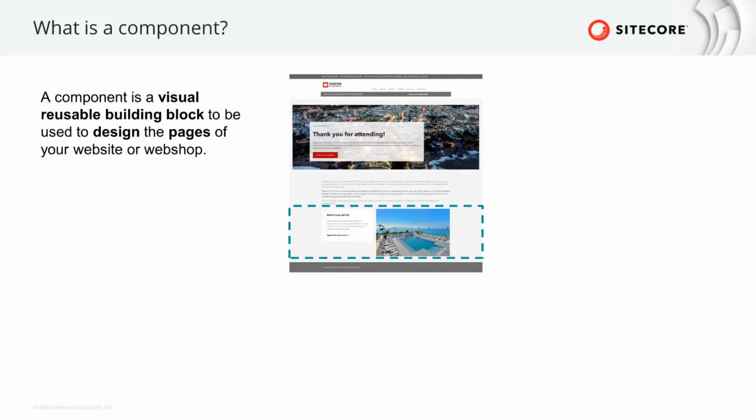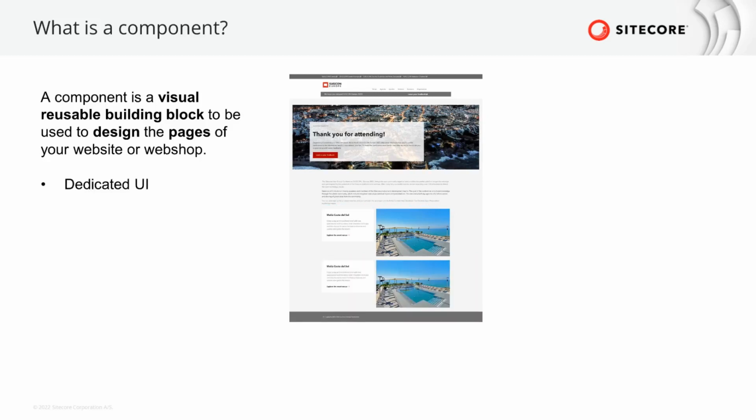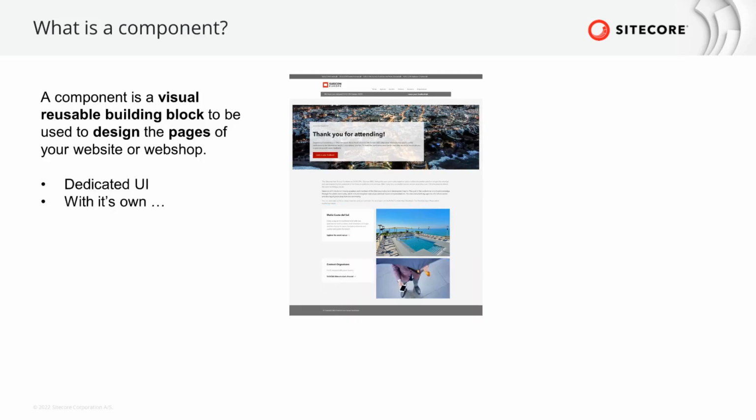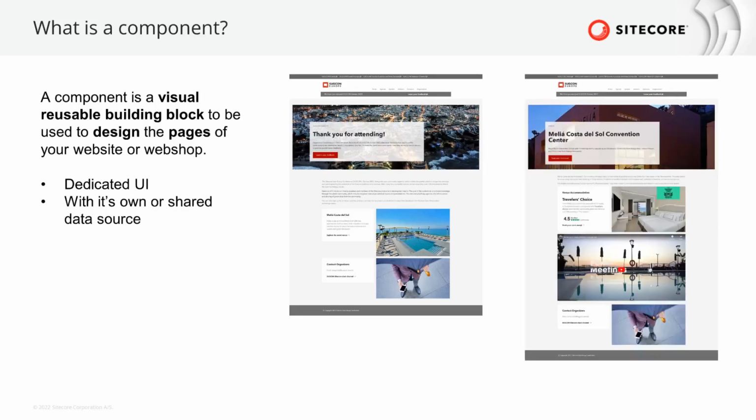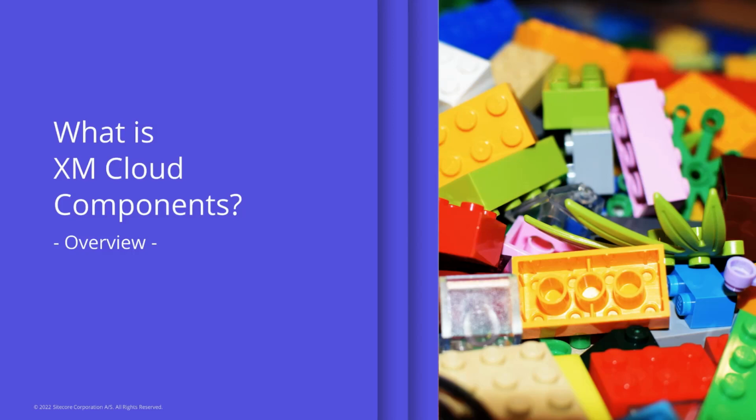When we talk about components, we mean visual reusable building blocks to build and design the UI of our websites or web shops. But let's focus on the text image component. I can reuse the UI of the component itself and select my own data source for it. I can use the same component on a different page and share the same data source so I can manage it centrally. So what is XM Cloud Components?